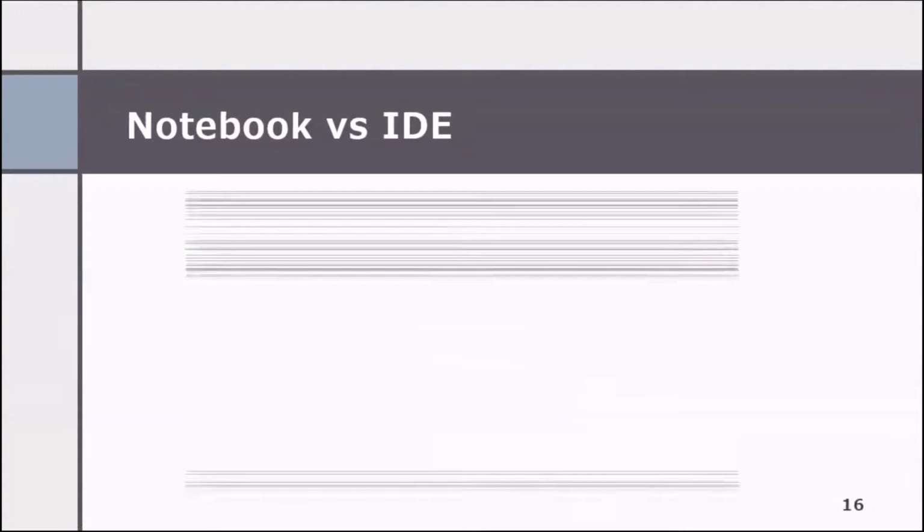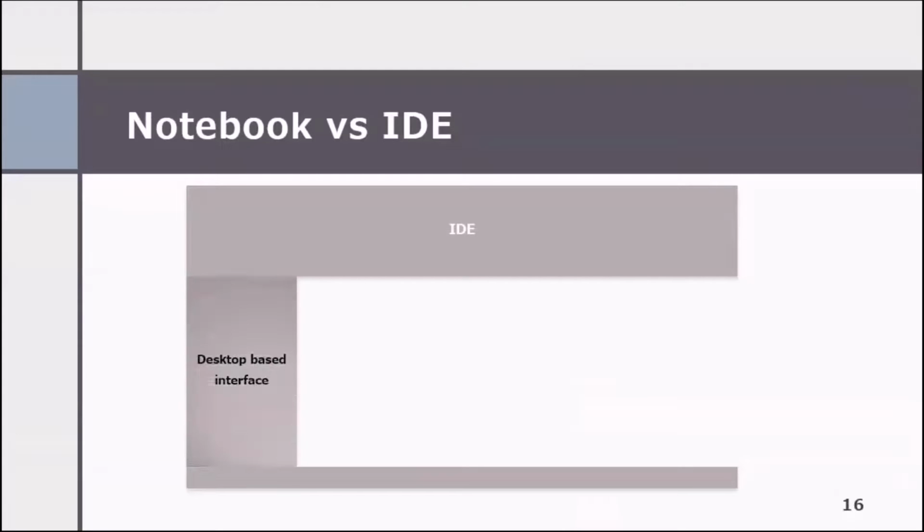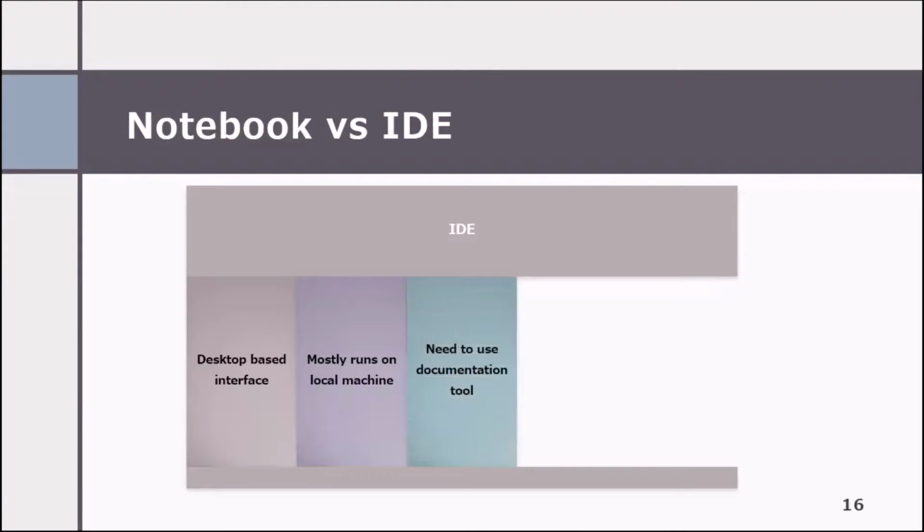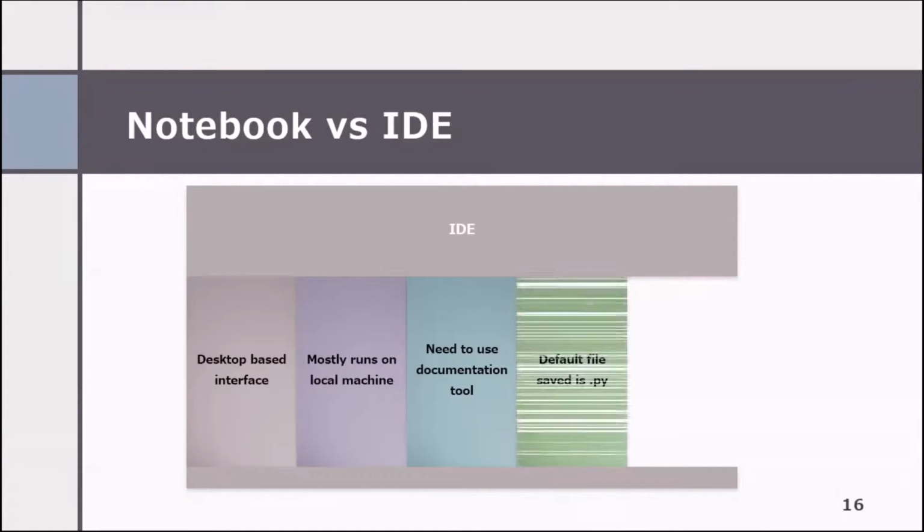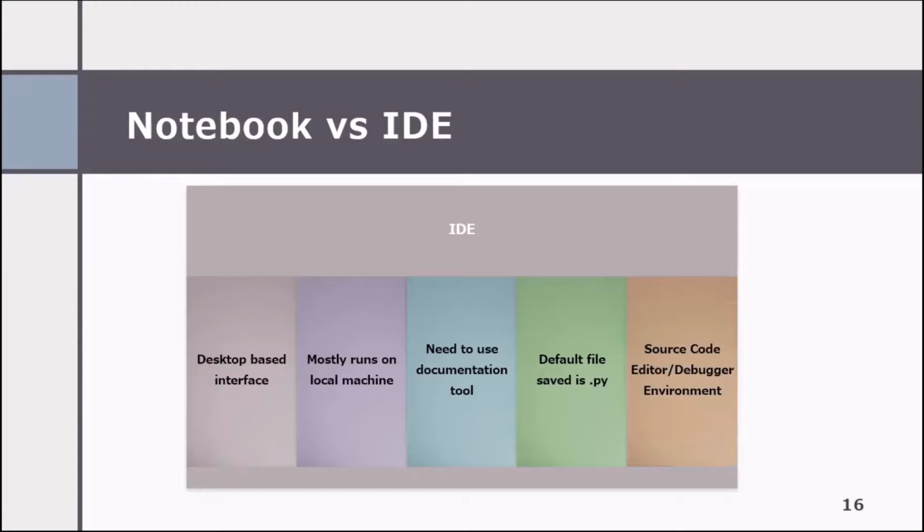Let's look at IDE. IDE is a desktop-based interface, mostly runs on local machine. It does have cloud version also. You need to use some documentation tool. It does support a lot of documentation mechanism. Default file saved is .py, which is for Python. And the source code editor debugger environment is a very powerful feature of IDE.